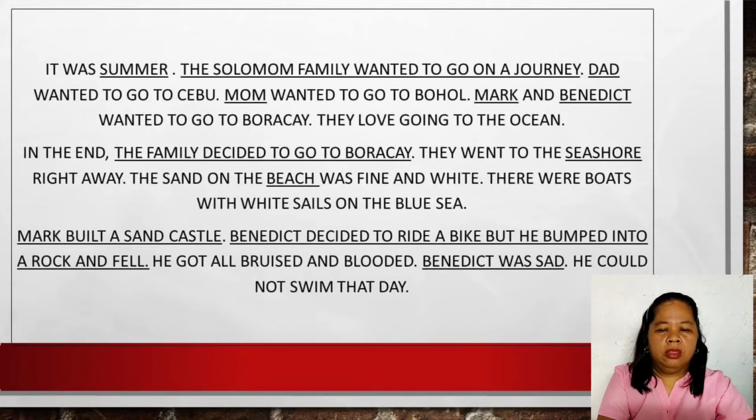They went to the seashore right away. The sand on the beach was fine and white. There were boats with white sails on the blue sea. Mark built a sand castle. Benedict decided to ride a bike, but he bumped into a rock and fell. He got all bruised and bloodied. Benedict was sad. He could not swim that day.